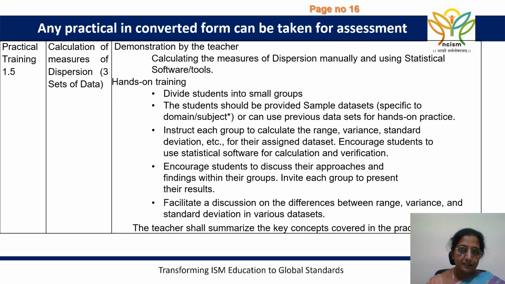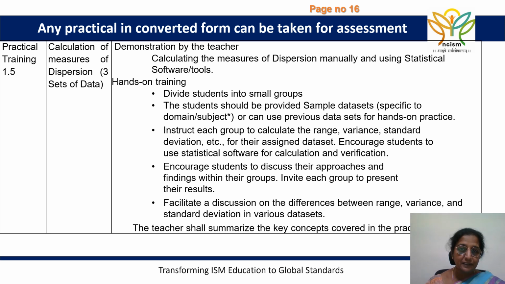Coming to practical assessment, this is a view from page number 16. Any practical in converted form can be taken for assessment. Coming to practical training 1.5, the name of the activity is calculation of measures of dispersion for 3 sets of data. Here the activity details are demonstration by the teacher, then hands-on training by the students.